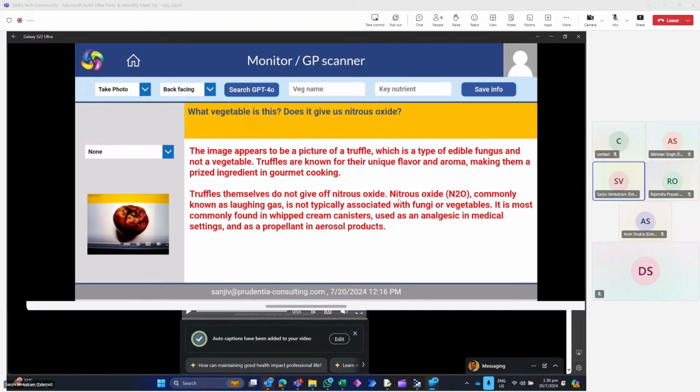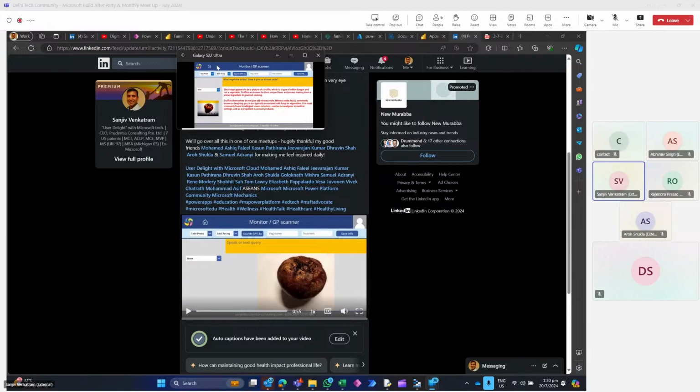Oh, truffle, you know. So unfortunate, right? Because the image is not very clear, it basically says it's a truffle, a type of edible fungus and not a vegetable. Truffle's unique flavor makes them prized in gourmet cooking. So you see that it actually goes away and literally researches.